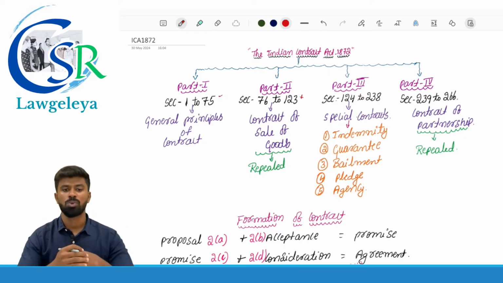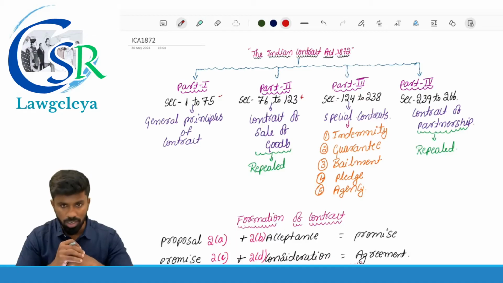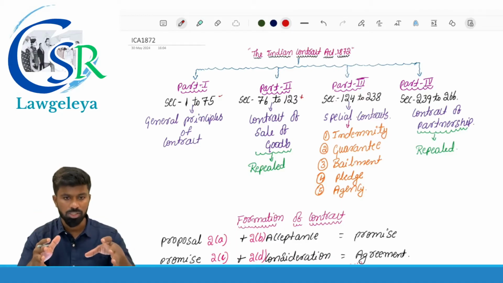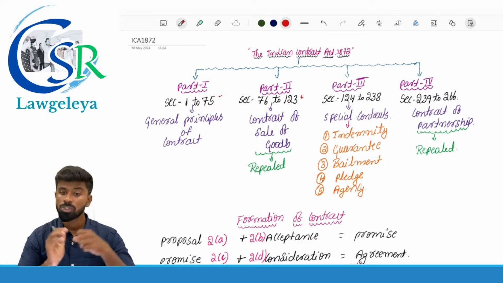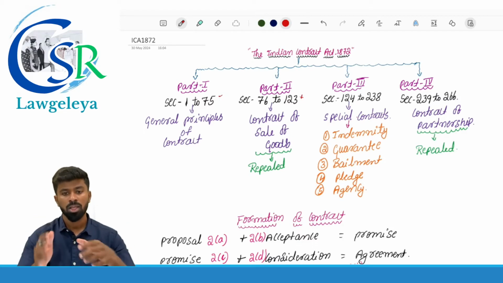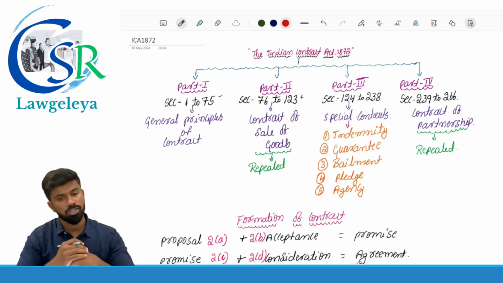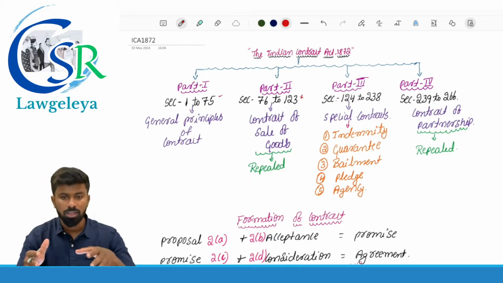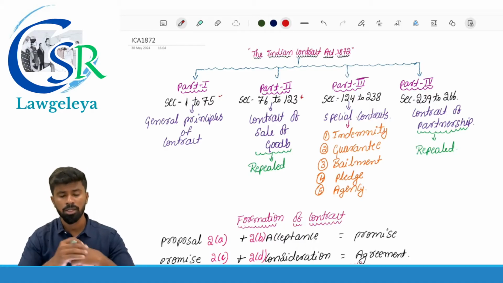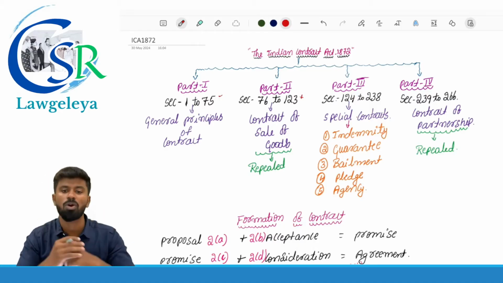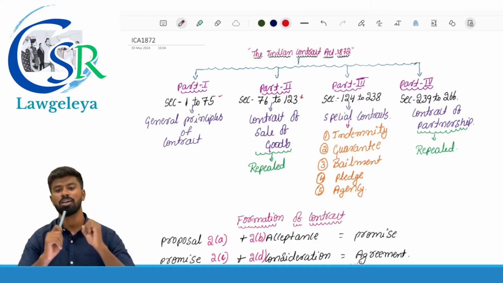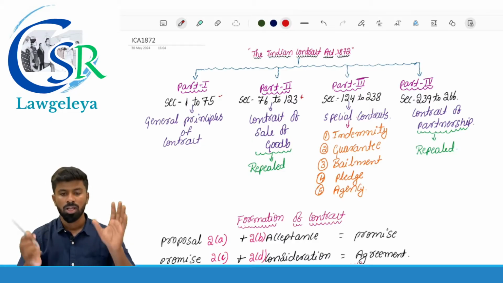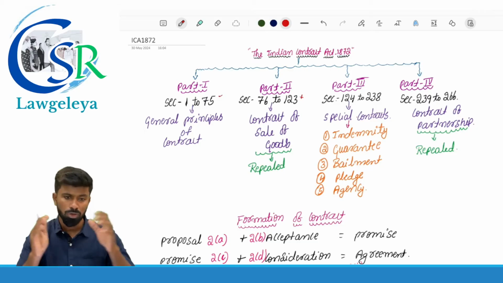But these section numbers were officially repealed from the Indian Contract Act 1872 in the year 1930, and a separate law was enacted called the Sale of Goods Act 1930. So, section number 76 to 123 is no more a part of the Indian Contract Act 1872. Then part 3, covering section number 124 to 238, provides the provisions with respect to special contracts, that is contract of indemnity, contract of guarantee, contract of bailment, contract of pledge and the contract of agency. 5 contracts are covered under section number 124 to 238.